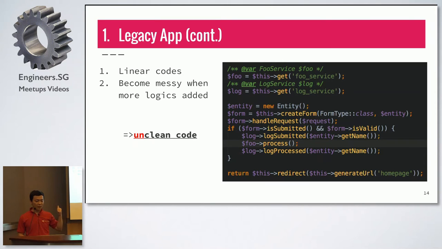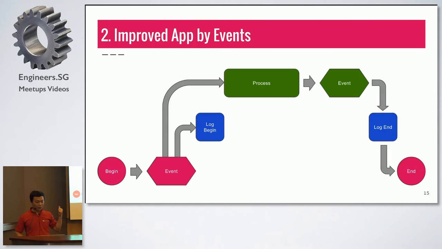From time to time, this will be messy, and this is very unclean code. So I will make an improvement by implementing the event concept. Whenever the request comes in and the form is submitted, I will trigger an event, and whatever subscriber is listening to that event will run on it, and after that they can fire another event and continue like this. So all the components start decoupling from each other, and by doing this, it's very easy to add more logic.